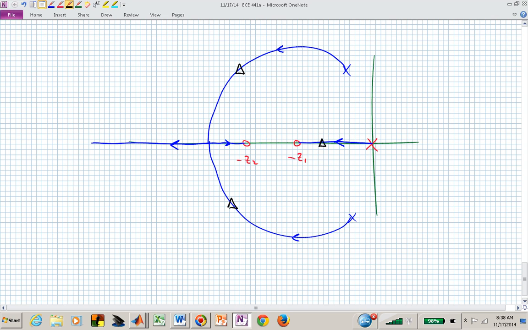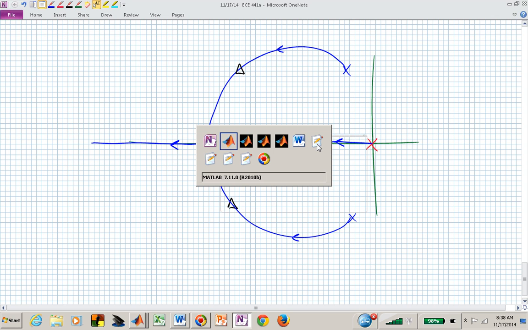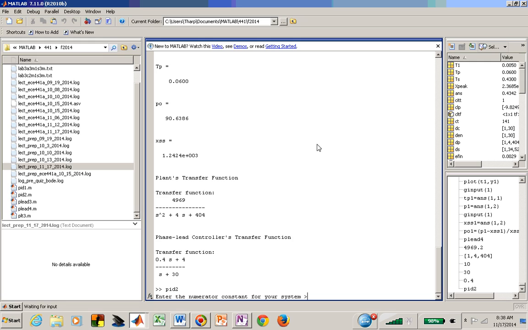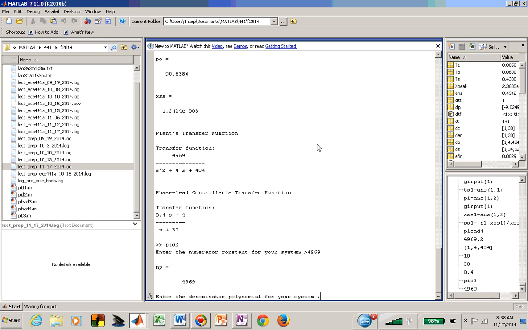So let's do this with Matlab. And this one I'm calling PID 2. Again, I need to enter the numerator coefficient. I'm going to forget the fraction, 4969. The denominator was 1, 4, 404. Is that what it was? Okay.